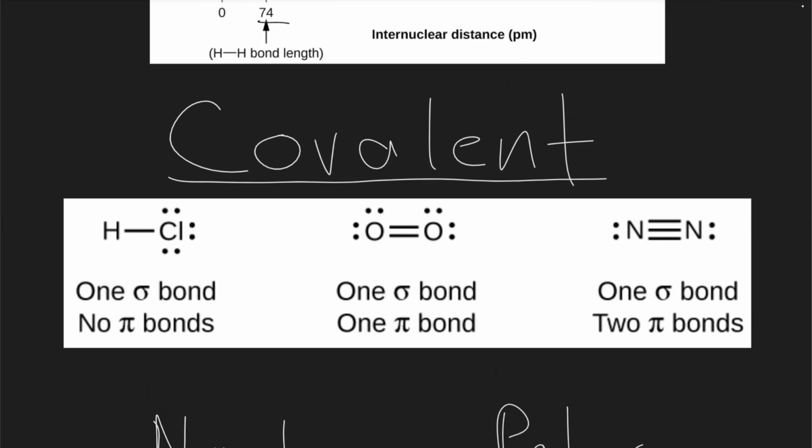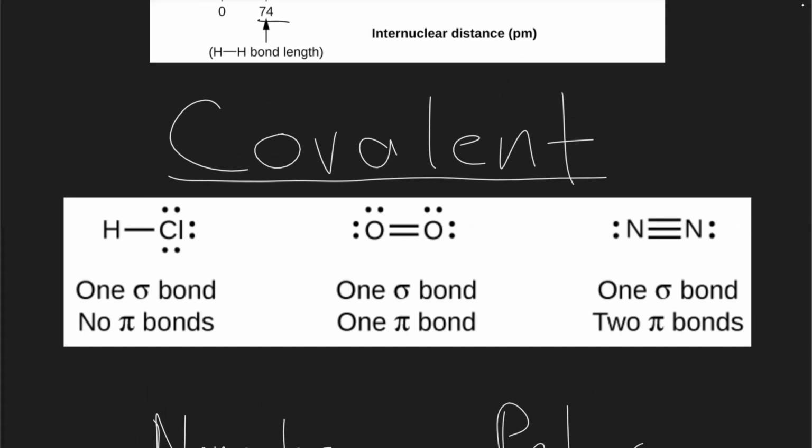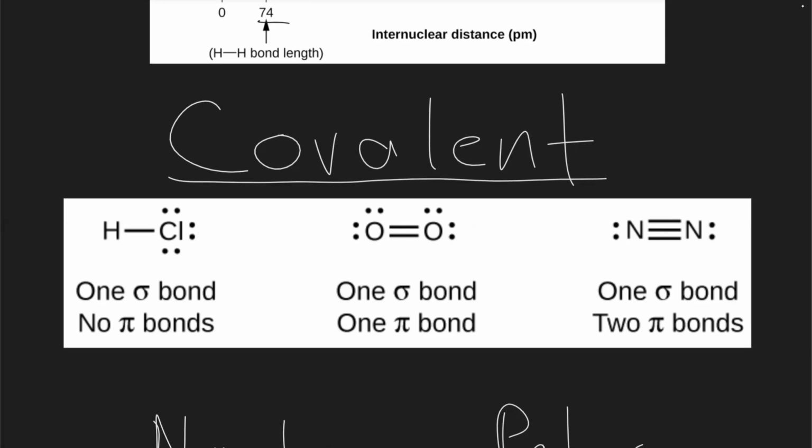There are three types of covalent bonds. The first is a single bond, as you can see all the way to the left. This is going to be between H and Cl in this case. A single bond only consists of one sigma bond and no pi bonds. We'll go into further detail about sigma and pi bonds in a different video. Just accept the definitions for the time being.